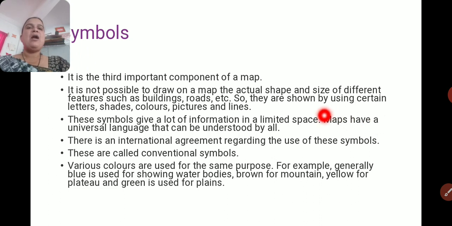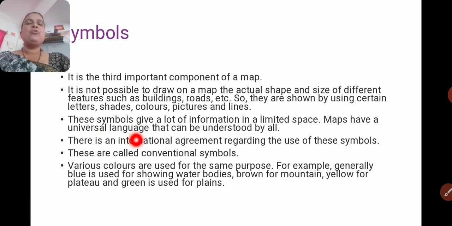Maps have a universal language that can be understood by all. Whatever symbols are used on the map, those symbols are adopted by all the world's countries. So this is called a universal language. If you go to America or Russia, you will find the same symbols and letters used on the map. These symbols, letters, shades and colors are adopted by all countries.